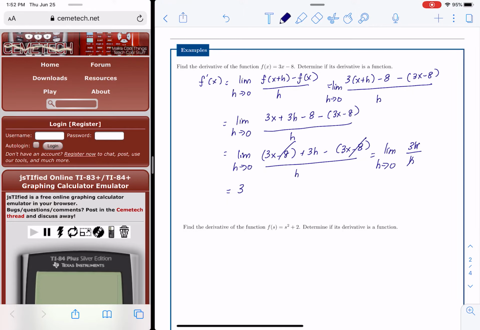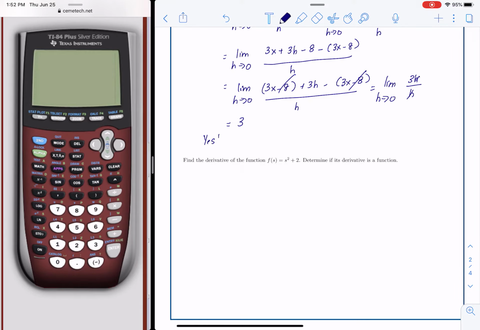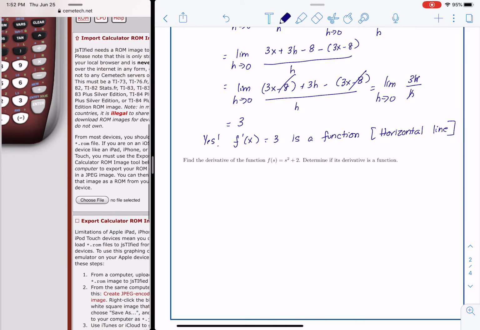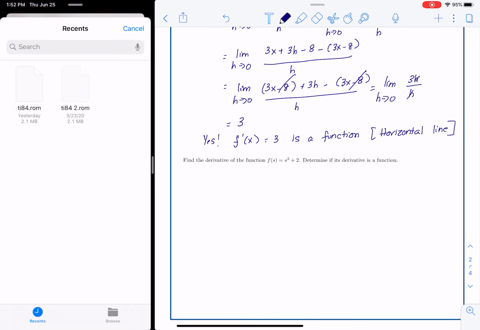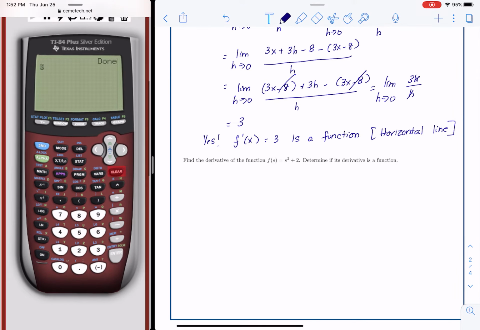You get 3. Well, is that a function? Yes. F prime of x equals 3 is a function, and it simply is a horizontal line. Let's verify this by graphing. Some of you might know this, but if you can't visualize it, you can use the calculator. And let's go ahead and do y equals 3 and just graph. And you can see that it is a function.